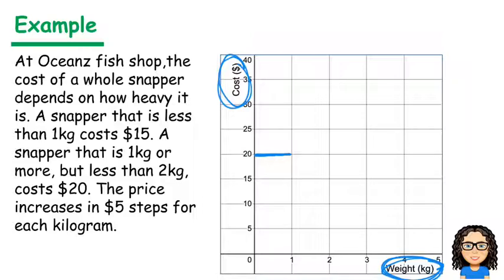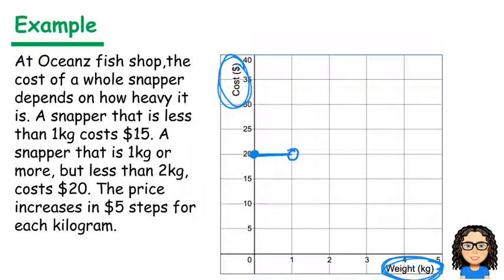Now it's going to include 0, a weight of 0, so I'm going to draw that as a round solid dot. But it says a snapper that is less than, so that means at the end I'm going to draw an open circle. The open circle meaning it doesn't include 1, but it's everything up to 1.